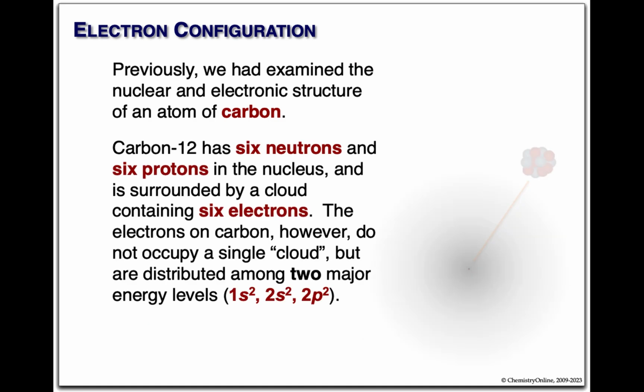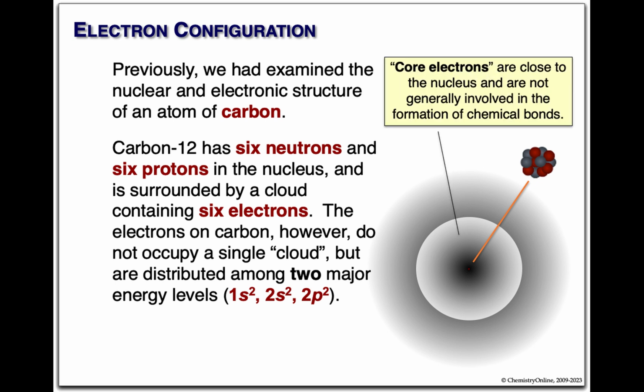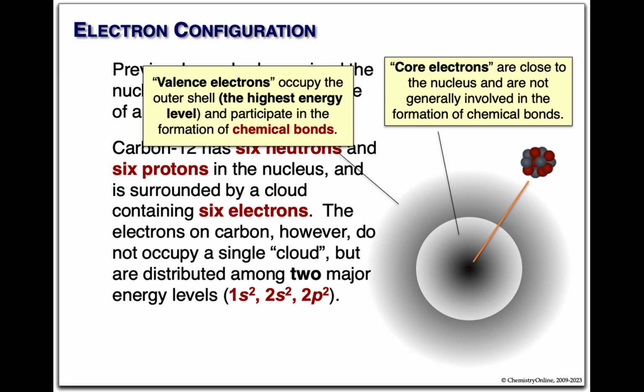Now, we had talked about carbon. When we did carbon, I said we have 2 energy levels. The configuration is 1s2, 2s2, 2p2. The core electrons are here in the middle. That's the 1s2. And the higher energy electrons are called the valence electrons.